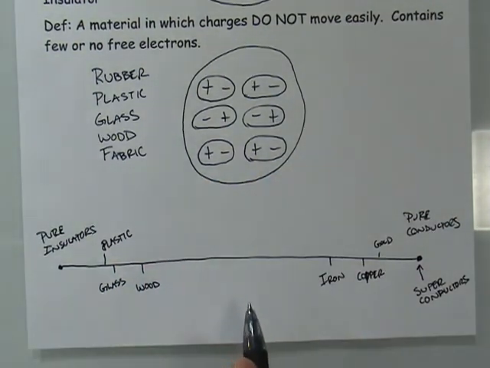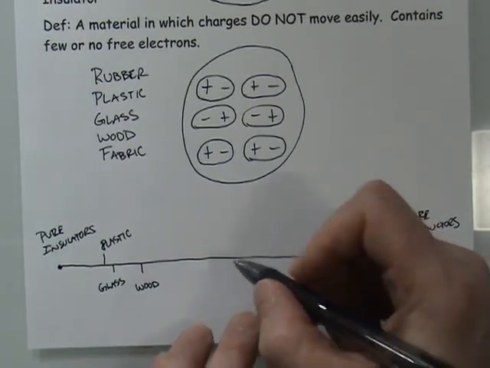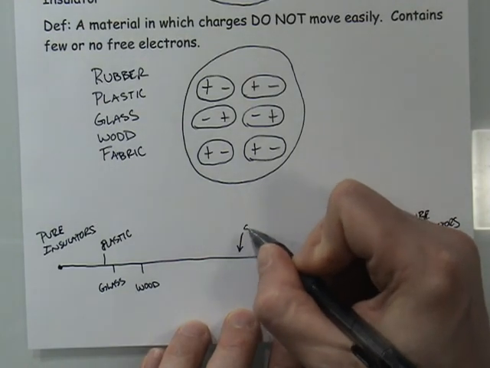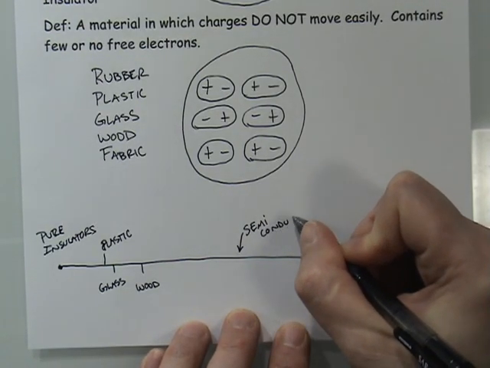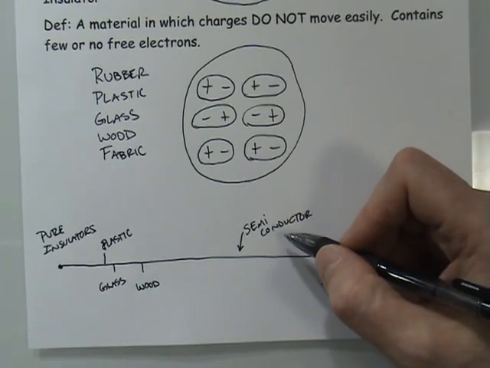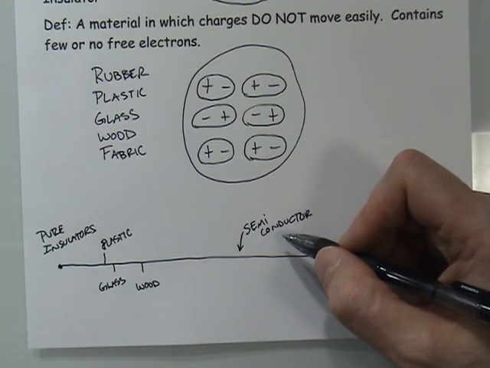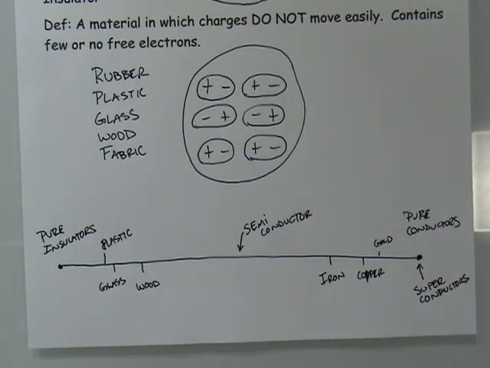Now, what about in the middle? What about things that are not great insulators, but they're also not great conductors? So in this region right here, we refer to these as semiconductors. And we make materials in computers, for example, that contain tons and tons of semiconducting material, and they can conduct under the right circumstances, but they don't always conduct. So they really truly are in that middle ground, not a pure conductor, but also not a pure insulator.